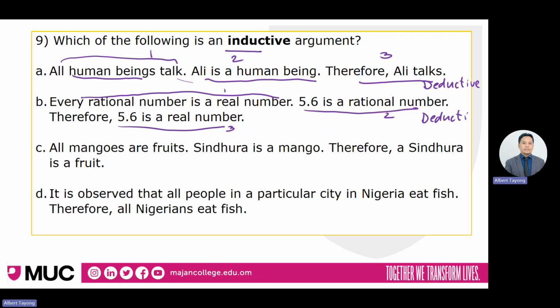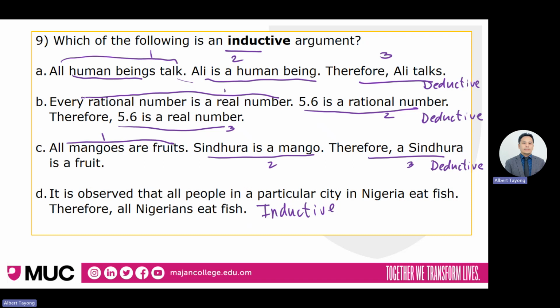We will start with the first two premises and then our conclusion. Same here, we have our first sentence, then Sindura is a mango, and Sindura is a fruit. So again, we have deductive. Deductive is always like that. We have three sentences. The first two sentences are the premises, and the last is the conclusion. So we will have premise one, premise two, and conclusion. So this is the inductive.